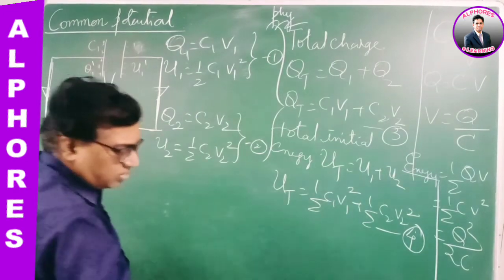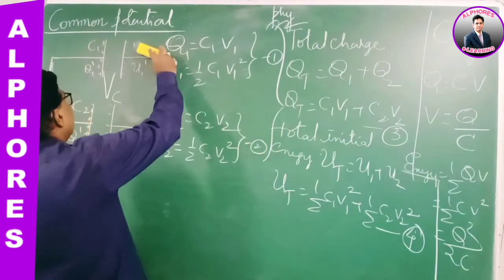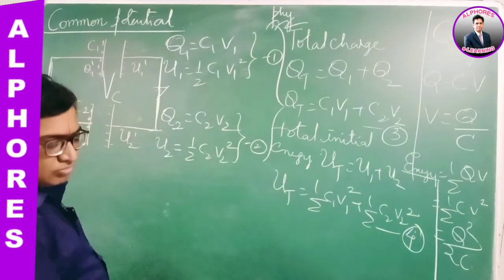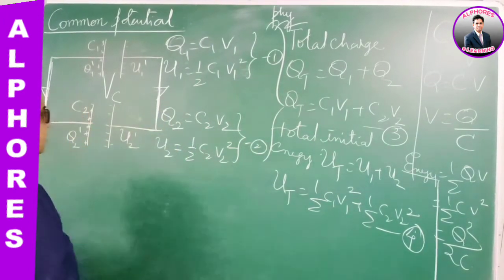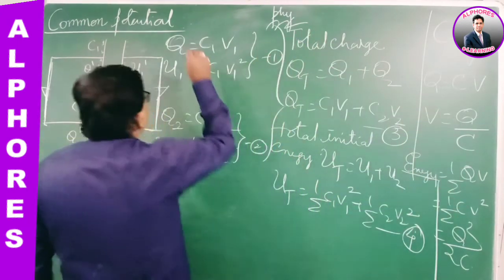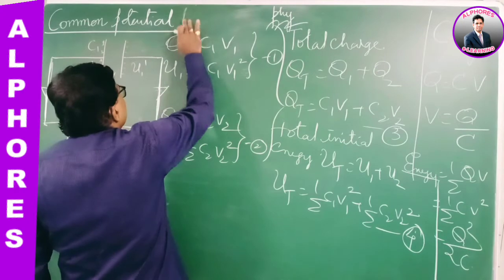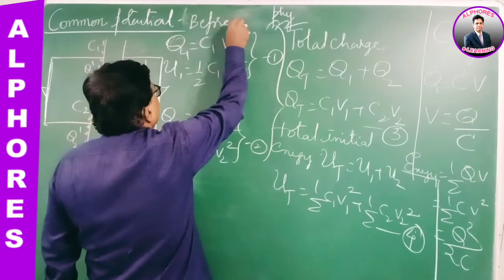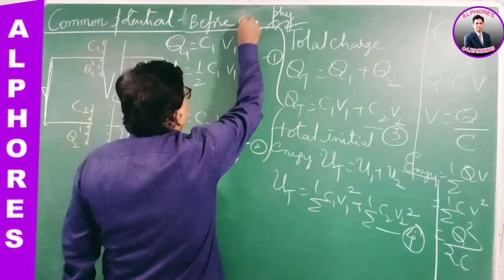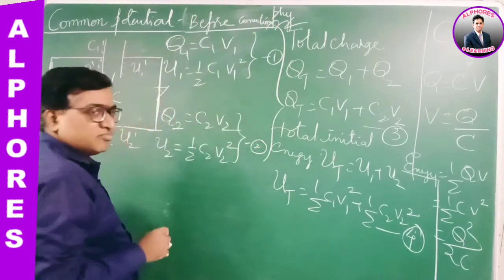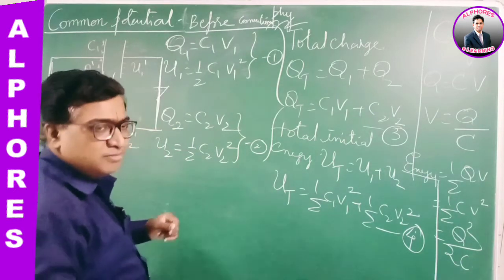Both will attain a common potential Vc. Now the potential of this one is Vc and this one is Vc. Correct? So these are all the parameters before the connection is made, before the common potential, before both are electrically connected.